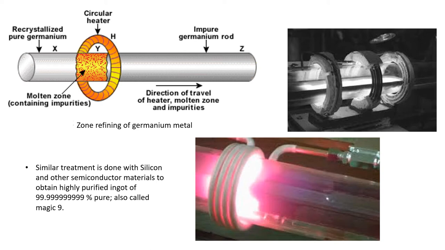In this process, the ingot or the cylindrical metal rod is placed in a tubular zone refiner, and inside this, an inert gas environment is maintained. Around the cylindrical metal rod, a circular heater is fitted. As the case may be, more than one heater can also be installed. This heater can be moved along the rod from one end to the other.